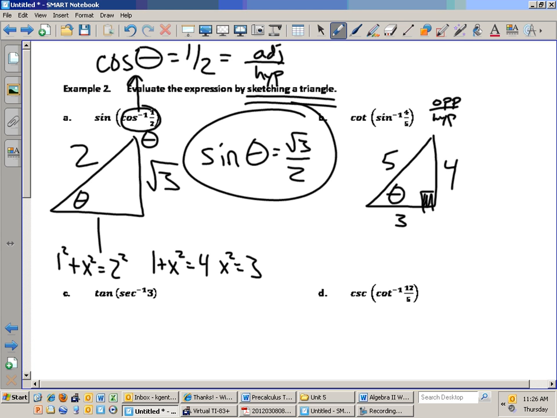So really this question is asking, if I take the sine inverse, what do I get? I get the angle, whatever that thing is. So really this question is asking, what is the cotangent of theta? What's the cotangent of theta? Well, cotangent is what? Opposite over adjacent, adjacent over opposite. What is it? Adjacent over opposite, which is equal to 3/4. Piece of cake, upside down. You try C and D.